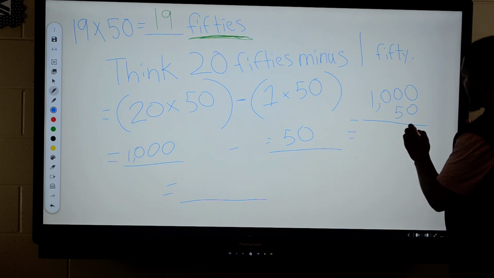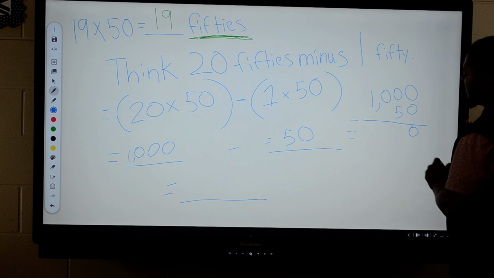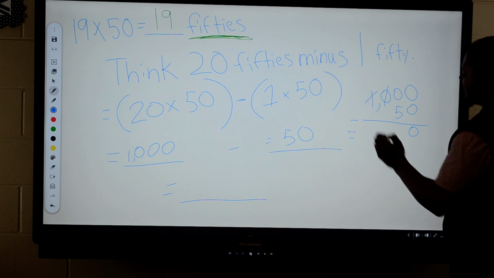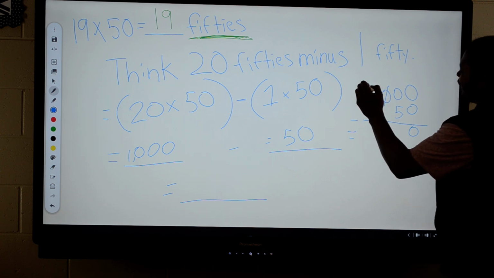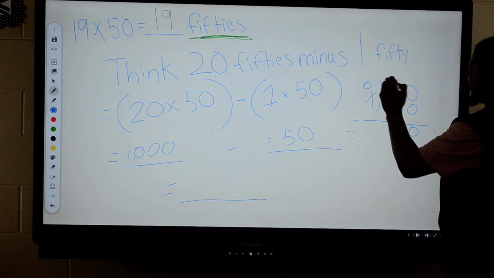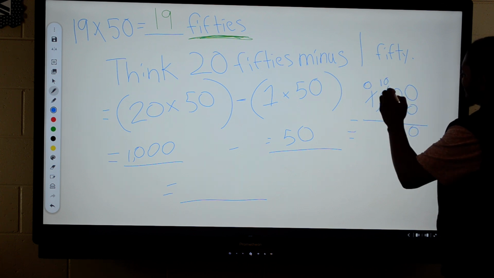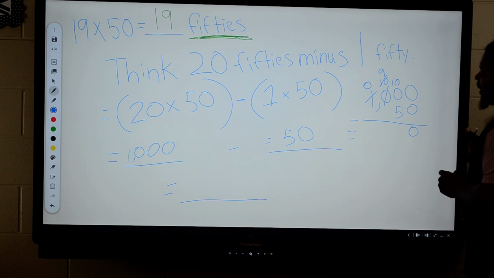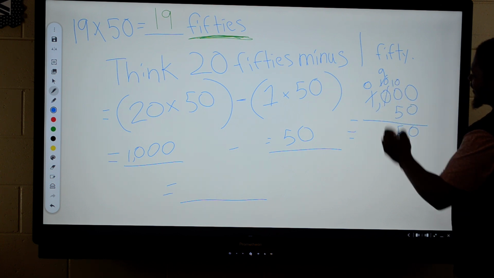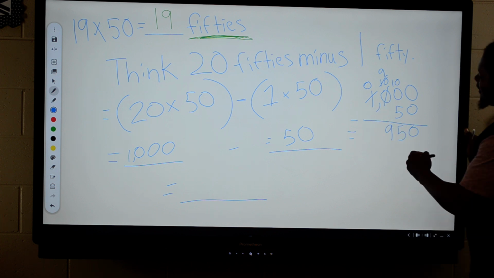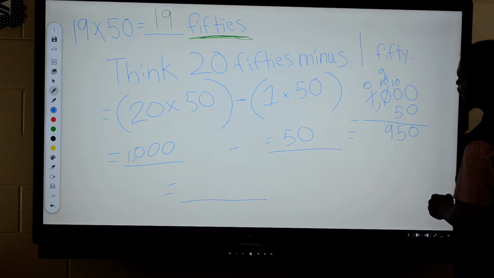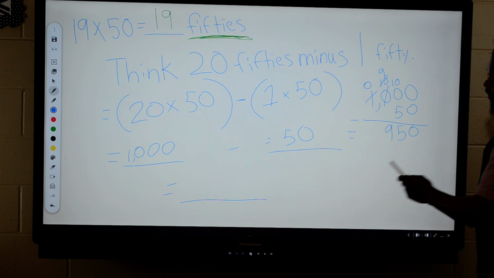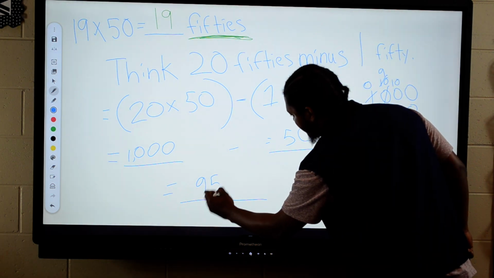So 0 minus 0 leaves us with 0. We can't take 5 from nothing, so we have to go and borrow. When we went next door, nobody was home. So we went to the next person's house and we borrowed something. So they have nothing left. We gave the neighbors 10. Then we still had to borrow. So we took some from that neighbor, left them with 9. Now we have 10 over here. 10 minus 5 leaves us with 5. 9 minus nothing, we still have 9. So 1,000 minus 50 leaves us with 950. All right? So this is what you need to put down here, 950.